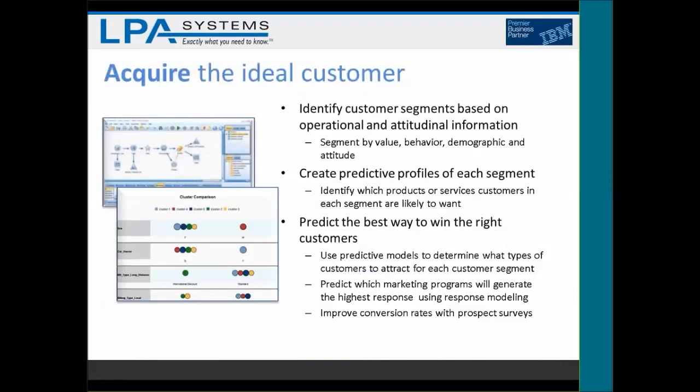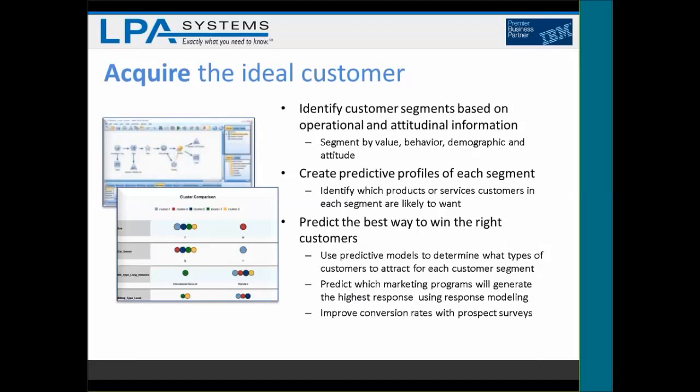So now what I want to do is to start looking at ways to use predictive analytics to help us take on this customer challenge, starting with acquiring the ideal customer. By understanding which customers are most likely to purchase certain products or services, if we knew that, we could set up marketing programs that can be focused to obtain the highest possible response on your marketing investment.